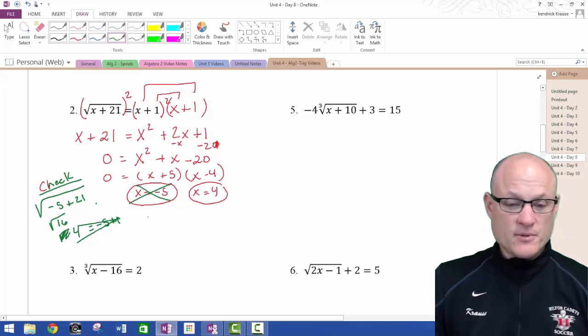Let's try 4. The square root of 4 plus 21. That's the square root of 25, which is 5. And on the right side, I get x plus 1, which is 4 plus 1. That's 5. Ka-ching, that checks.